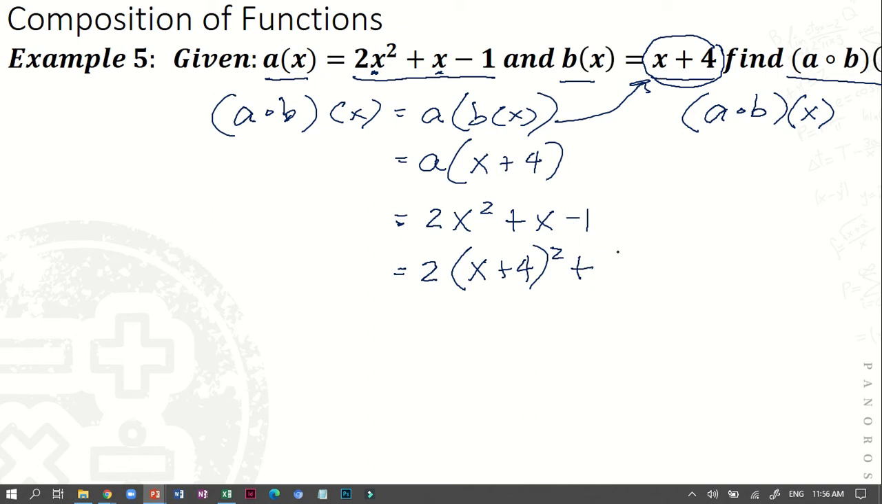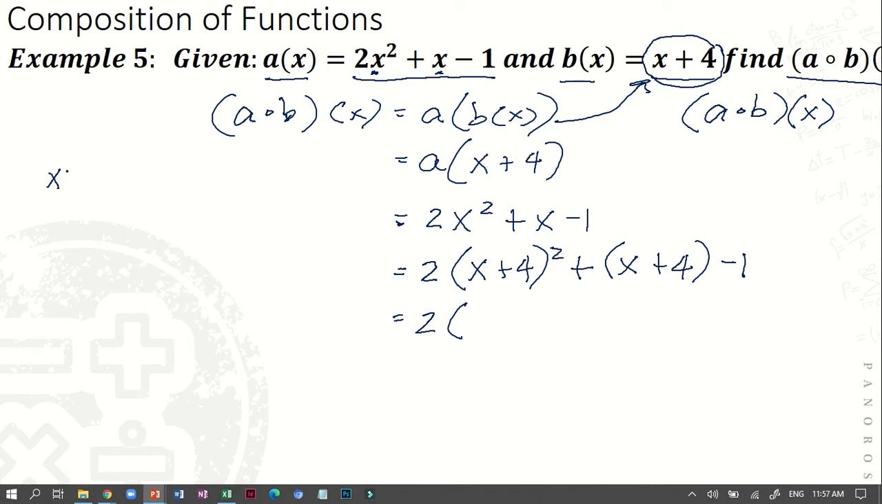Plus x. Tanggalin ng x, palitan ng x plus 4 ulit. So we have x plus 4 minus 1. Kinopya lang. Ayun. So tinanggal natin yung dalawang x natin. Pinalitan natin ng x plus 4 pareho. Okay, equals. Copy 2. X plus 4 to the second power. Okay, scratch paper ulit.